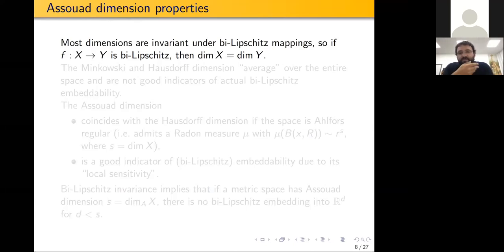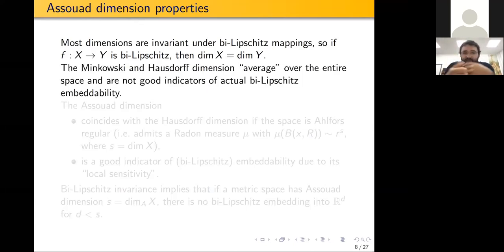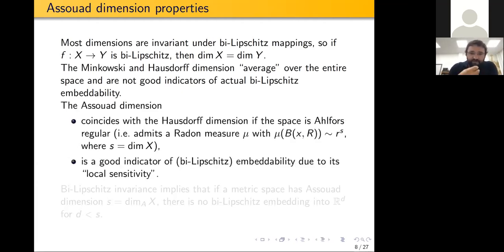So if you have some notion of dimension and a bi-Lipschitz map, it should stay the same. The Minkowski and Hausdorff dimensions average too much over the space, since they always consider the entire space. And this is a bit of a problem, because if you want to find a bi-Lipschitz map, it's not really a good indicator of being bi-Lipschitz embeddable, mostly because you can have extreme local behaviors that are not captured at all by the Minkowski or Hausdorff dimension. So the Assouad dimension is a much better candidate there. Because of this, local sensitivity is a good indicator of bi-Lipschitz embeddability.